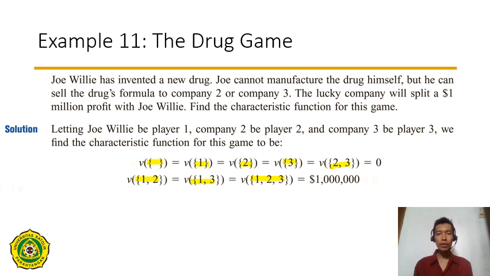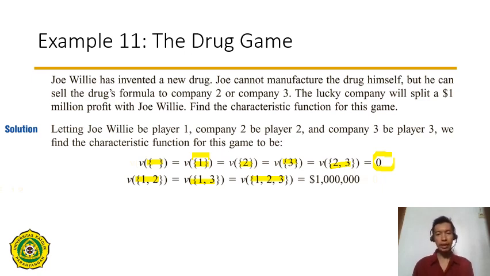Okay, now let's find out what is the value that each subset will receive in this game. If it is an empty set, the convention is that the value is 0. So empty set is 0. If the set contains only Joe Willie, player 1, then the value that Joe will receive is also 0, right? Because Joe has only the formula, but he cannot manufacture the drug. So there is no profit because he only has the formula, but he cannot manufacture the drug.